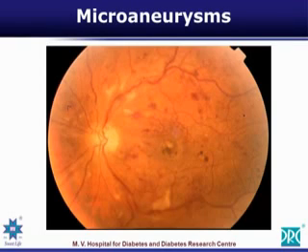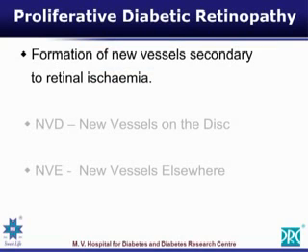Classically, this is how a picture of non-proliferative diabetic retinopathy will look, with the various venous dilatations, the soft exudates are there, the hard exudates are there, the hemorrhages are there, and this is classically how non-proliferative diabetic retinopathy will look. When proliferations start, there is formation of new blood vessels secondary to retinal ischemia.